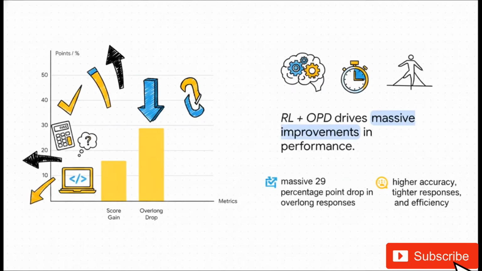And if you want to see the real-world impact of that specific RL and OPD recipe, just look at this. Notice the massive gains on math, code, and instruction-following tasks. This post-training method drove an average score increase of 16 points. But honestly, even more impressive to me, it caused a massive 29 percentage point drop in overlong responses. You know those really annoying instances where a model just rambles on and on until it hits its token limit? Yeah, that's gone. You get higher accuracy and tighter, more concise responses. It is efficiency at its absolute finest.